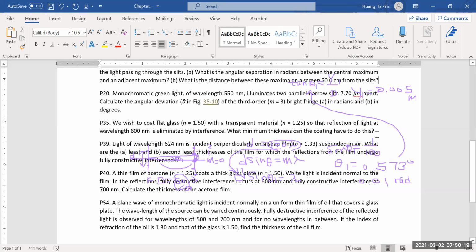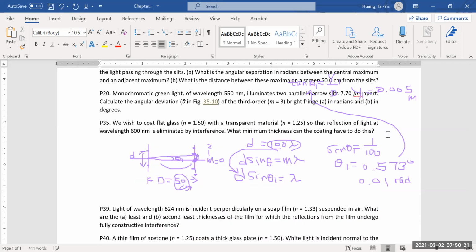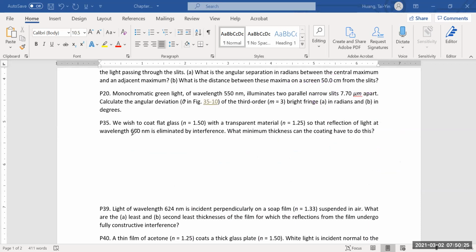So for 35, let me erase this. Problem 35 says that we wish to coat flat glass with a transparent material so that the reflection of light at wavelength 600 nanometers is eliminated by interference. What minimum thickness can the coating have to do this?